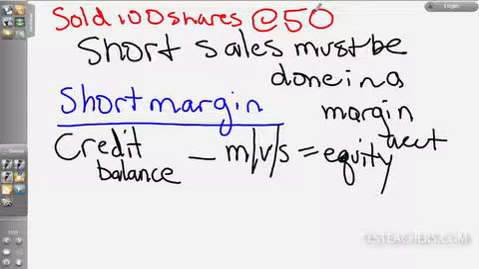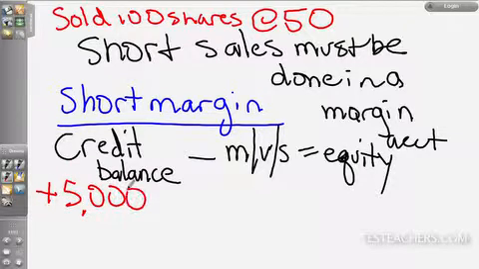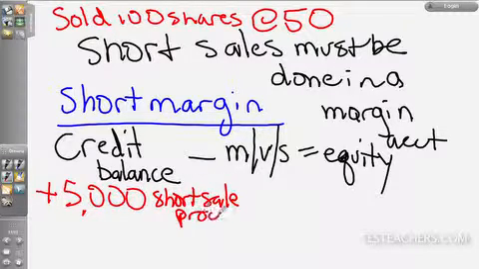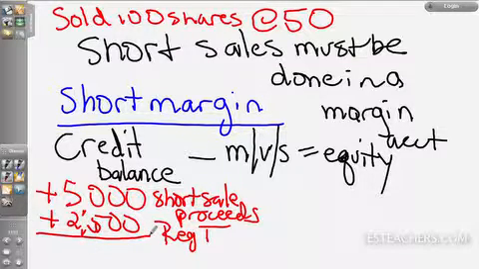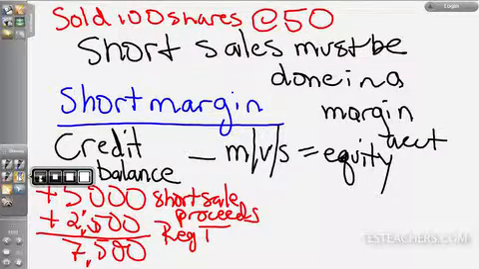So your credit balance is made up of two things. Your short sale proceeds, this is what you made, short sale proceeds, plus your Regulation T. So Regulation T, we said, is 50% or $2,000, whichever is greater. So 50% of 5,000 is $2,500. Your credit balance is $7,500. So this is cash that's actually in your account right now.